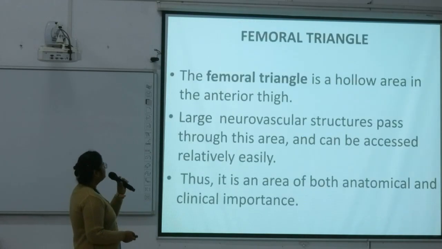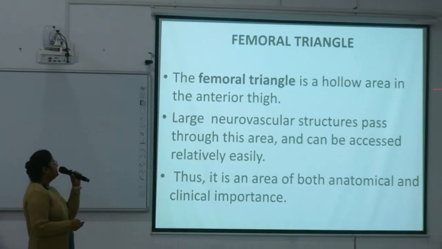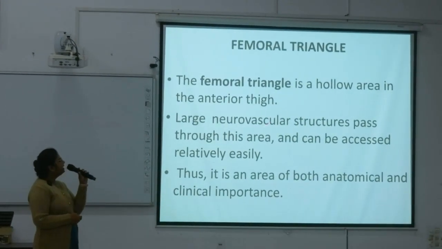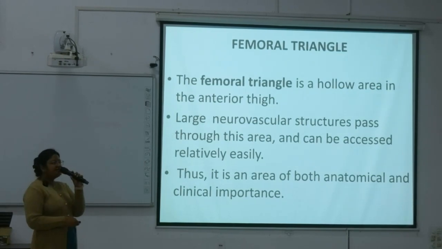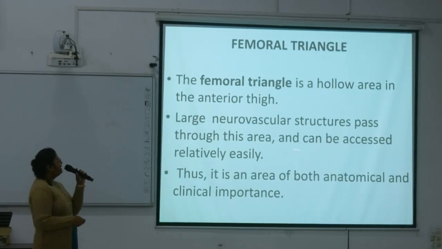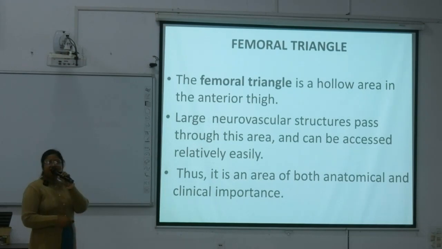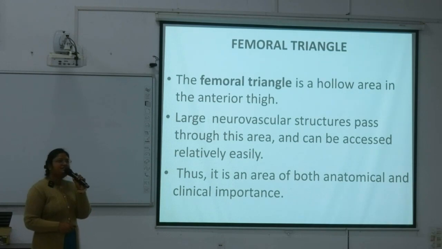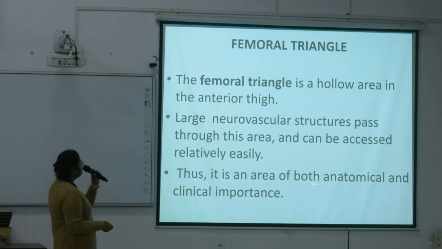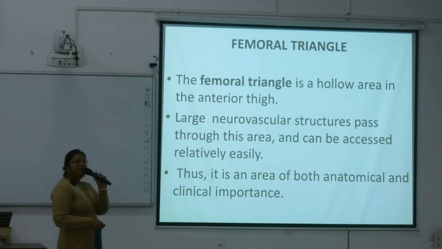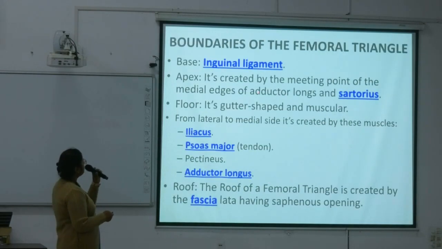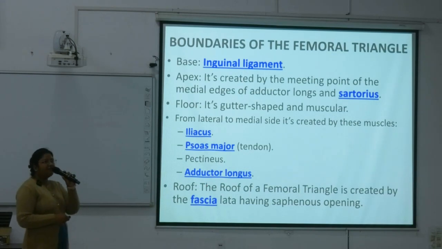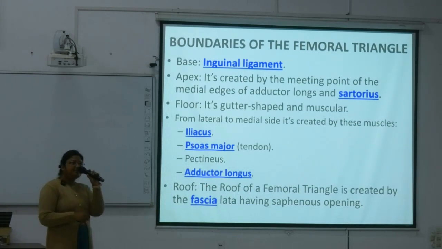Okay. Next, the femoral triangle is a hollow area in the anterior thigh and large neurovascular structures pass through this area and can be accessed relatively easily here. The femoral artery, femoral vein and femoral nerve, all these important structures are passing through this triangle, and thus it is an area of both anatomical and clinical importance. Next. So these are the boundaries. The boundary of the femoral triangle is very important. You will be shown this area in your dissection also.